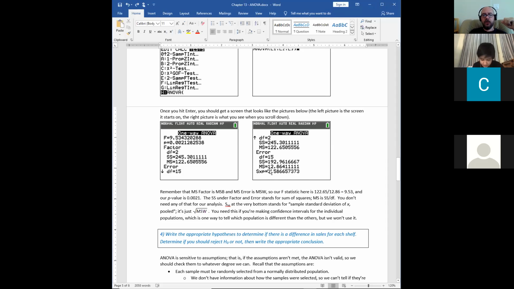This number right here, this 3.5866, is useful if you're making confidence intervals for ANOVA, because you end up using this to calculate your standard error. For us, not that useful. We're mostly just interested in the p-value and the conclusion.